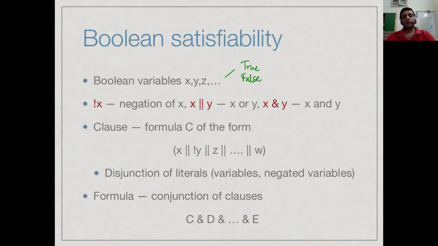And we use ampersand to denote and. X and y is true only if both are true. So x must be true and y must be true. If either one of them is false, x and y is false. So these are the standard Boolean operations that we know about Boolean variables.